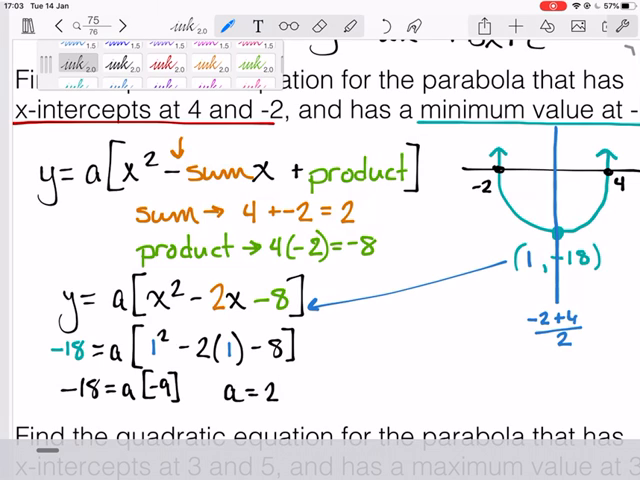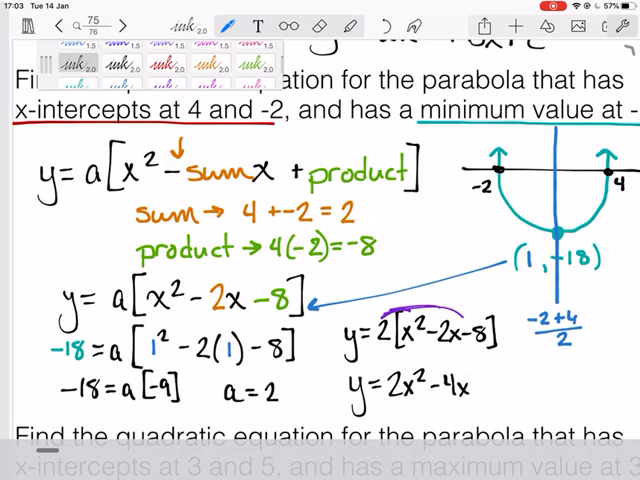So plugging that into my equation, I have y is equal to a positive 2 on the outside, times x squared minus 2x minus 8, all in my brackets. And I can multiply that 2 in to get my final, completely done equation. So I've got y is equal to 2x squared minus 4x minus 16. And we are done.